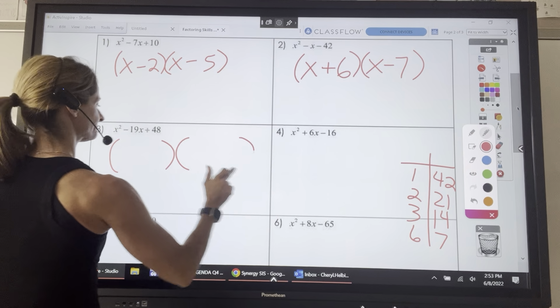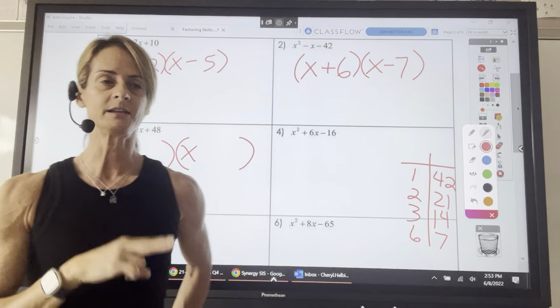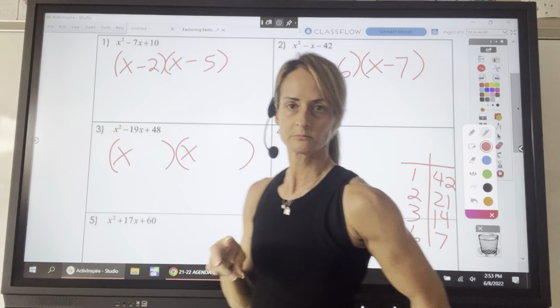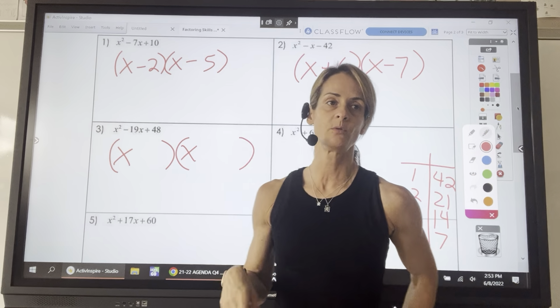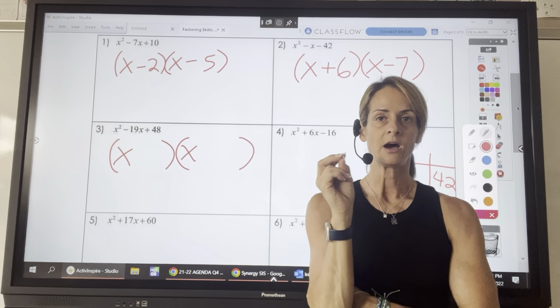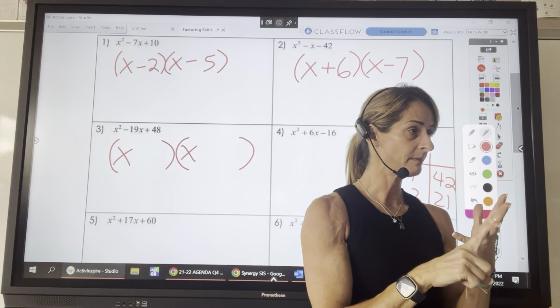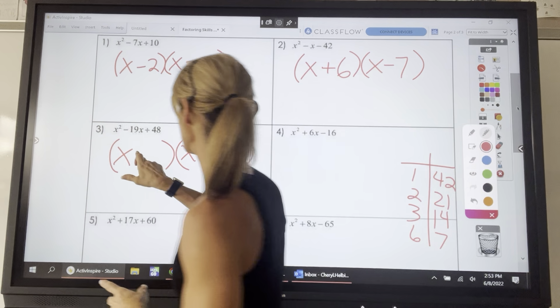Number 3, x. All right, plus plus, minus minus, or plus minus? It's a +48. What does that tell us? It's the same sign. Same signs. Good. Now, are they going to be plus plus or minus minus? We have a -19. Minus minus.